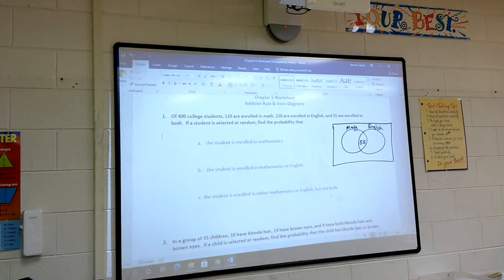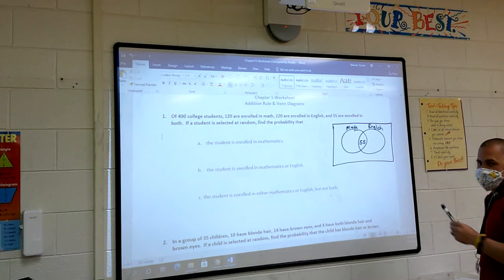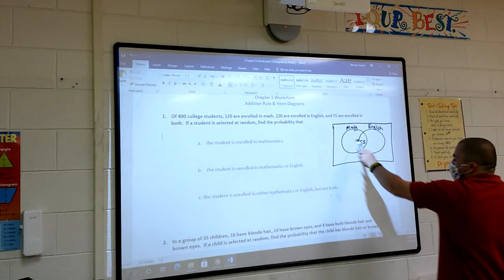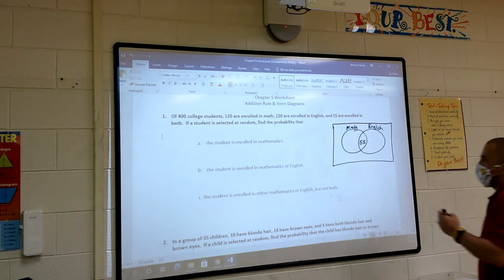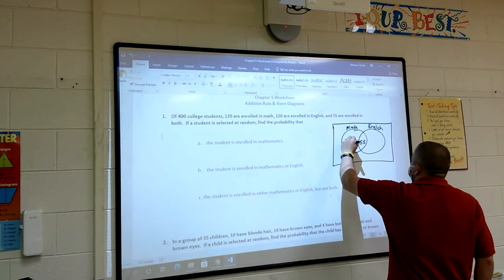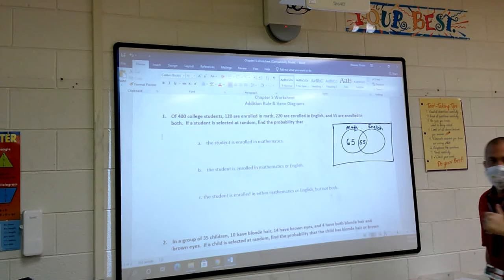Then I see that 120 are enrolled in math. So the common mistake there is that people just write 120 right here, but you don't want to write 120. You want the whole math circle to be 120 that are enrolled in math. So you're going to do 120 minus 55 because you've already got 55 students that are in math and English. So to get the total number of students enrolled in math, you want to subtract that from 120. Okay? So then you're going to get 65. So there's 65 students in just math right there.